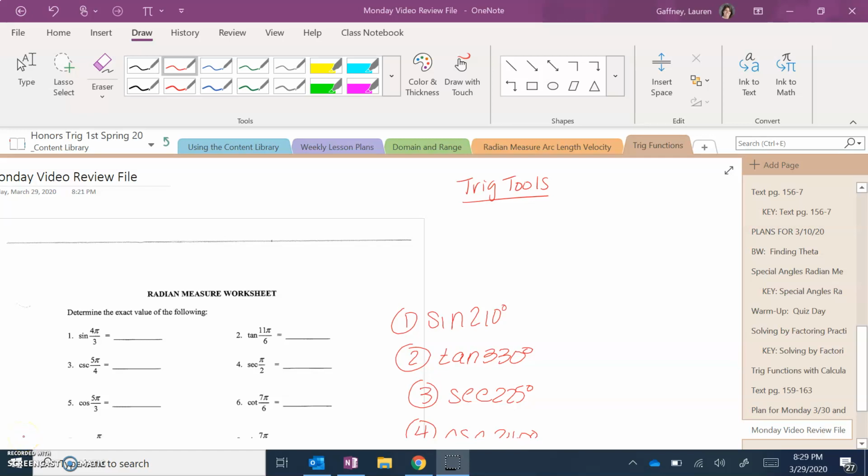Hey guys, I'm going to go through a review of all of the trig tools that we've been covering. I know we've been reviewing for a little bit, but I just want to make sure that you're prepared for the graded assignment that's going to be pushed out on Wednesday. Okay, so let's go through our key trig tools.